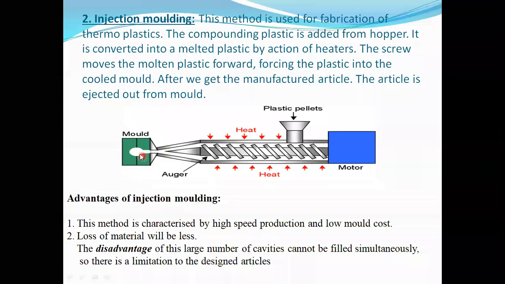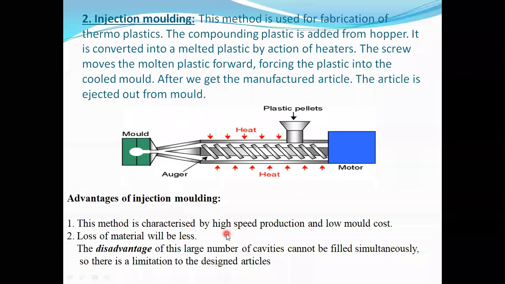Now, initially the plastic is in the liquid state, then let's cool it. After the cooling, what will happen? The liquid state comes back to the solid state. Now the solid plastic, which is converted into an article, is ejected from the mold. This is the process we identify as injection molding.